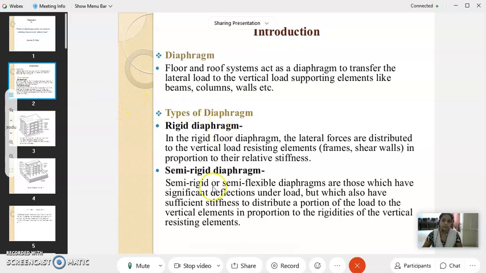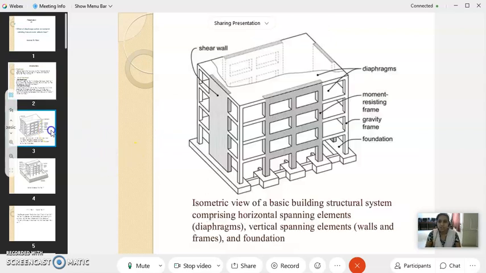Types of diaphragm: rigid diaphragm and semi-rigid diaphragm. First, rigid diaphragm. A diaphragm may be considered rigid when its midpoint displacement under lateral load is less than twice the average displacement at its end. Semi-rigid diaphragm, that is, a flexible diaphragm. A diaphragm may be considered flexible when the midpoint displacement under lateral load exceeds twice the average displacement of the end support. Next, this is an isometric view diagram of a basic building structural element.